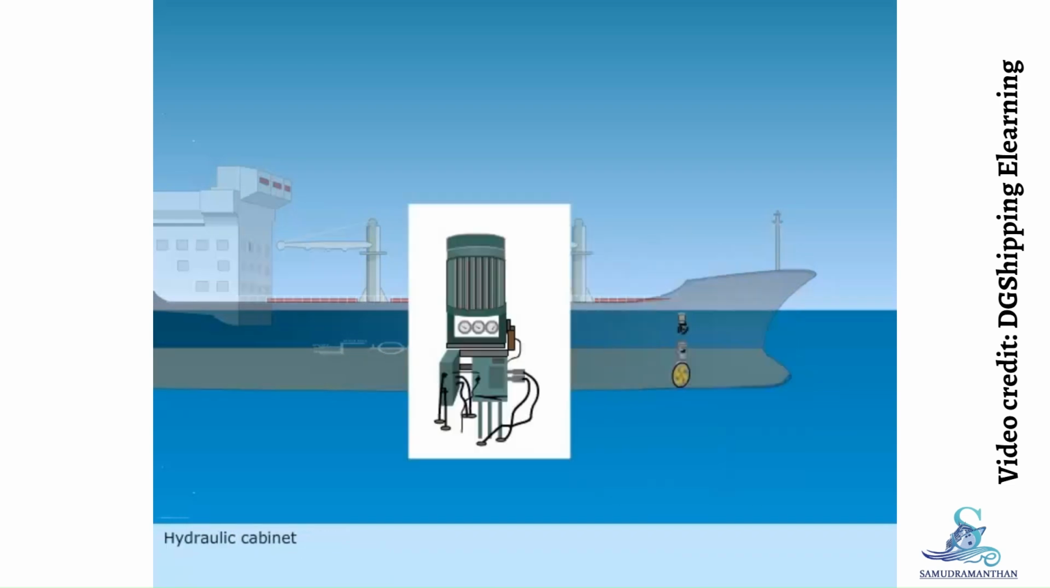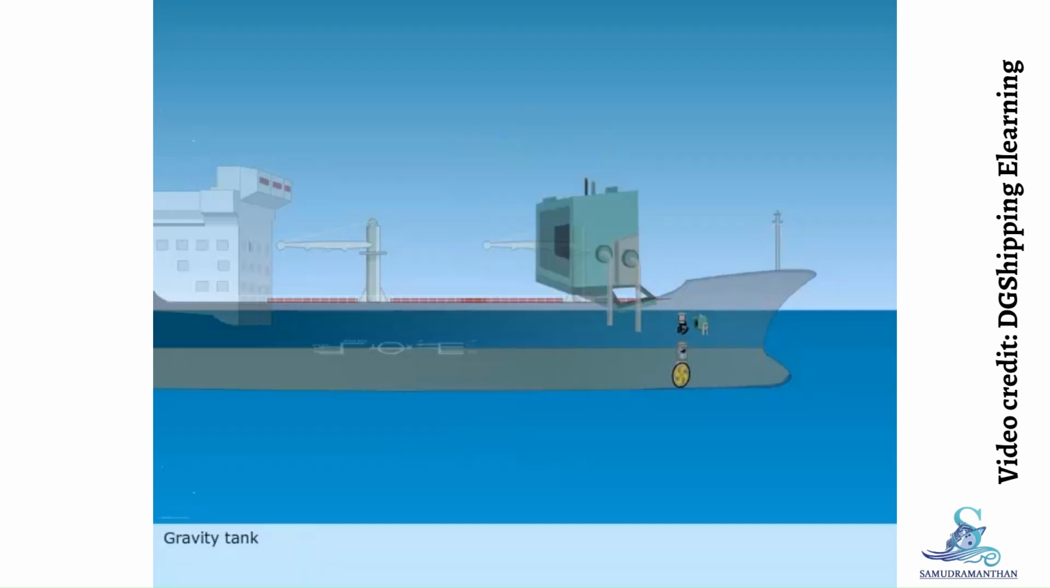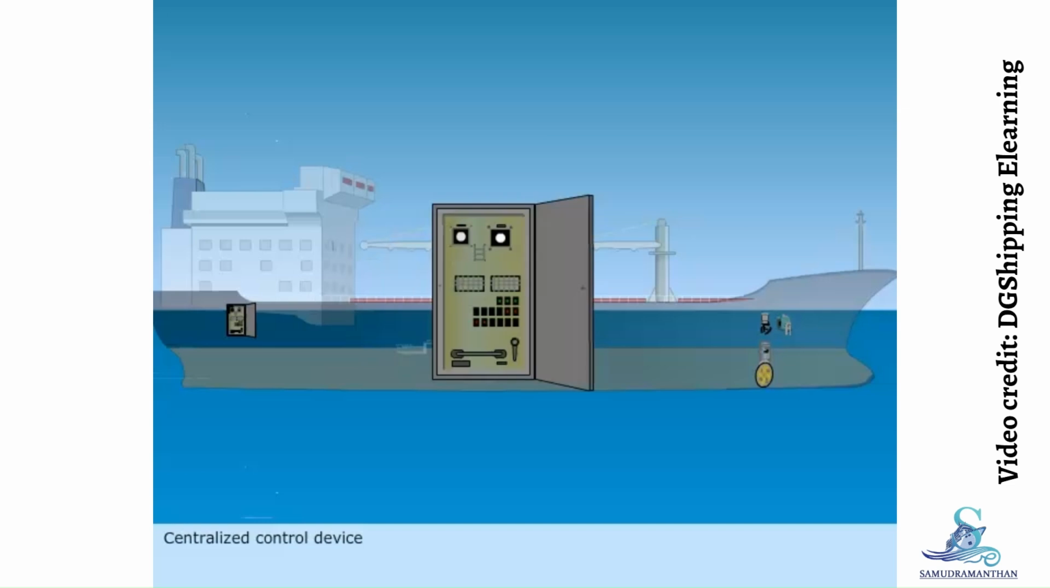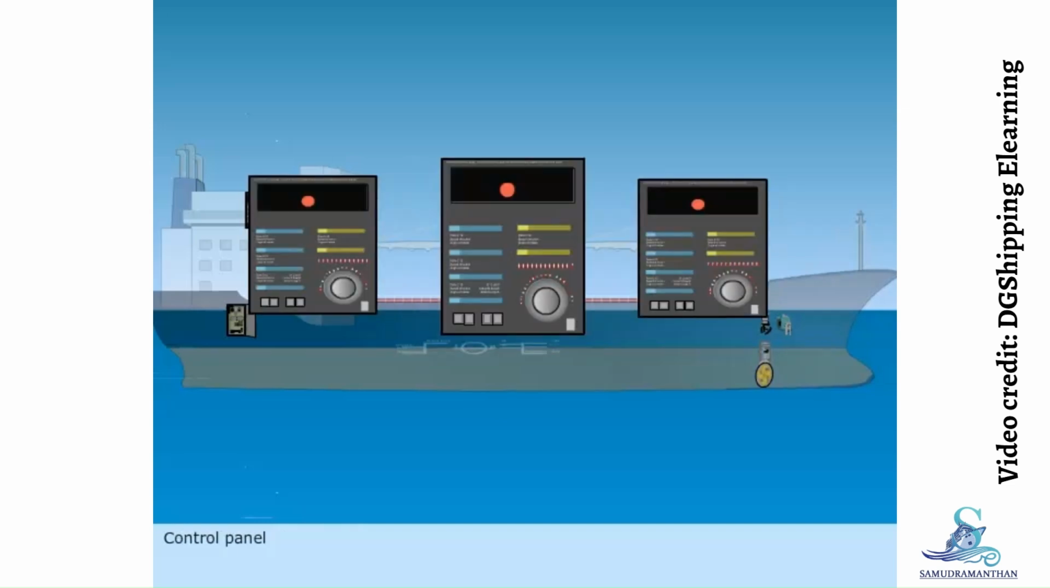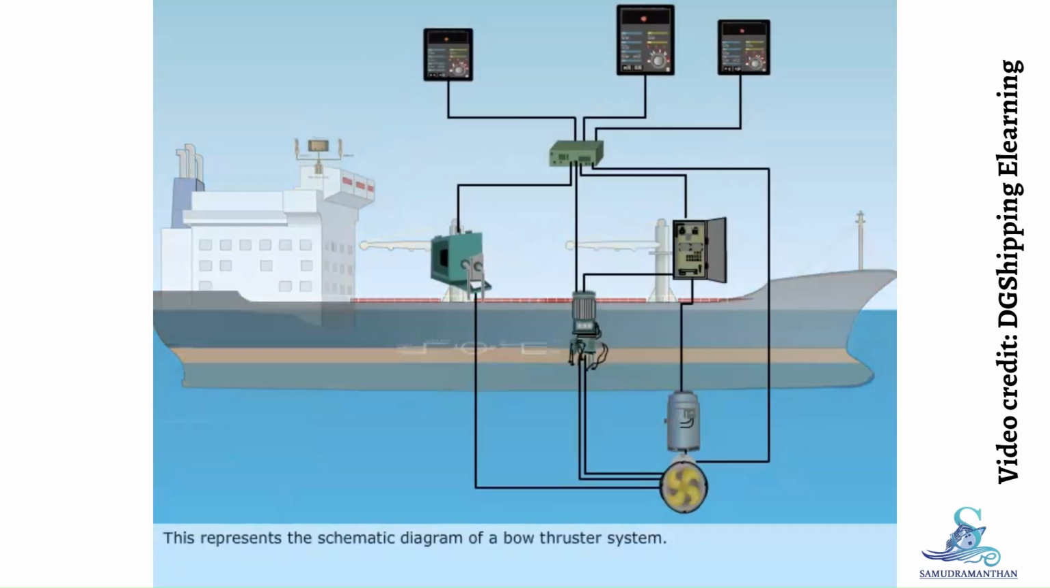hydraulic cabinet, gravity tank, centralized control device, control panel. This represents the schematic diagram of a bow thruster system.